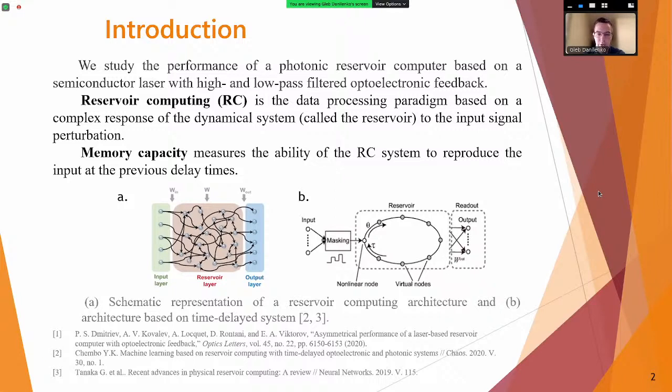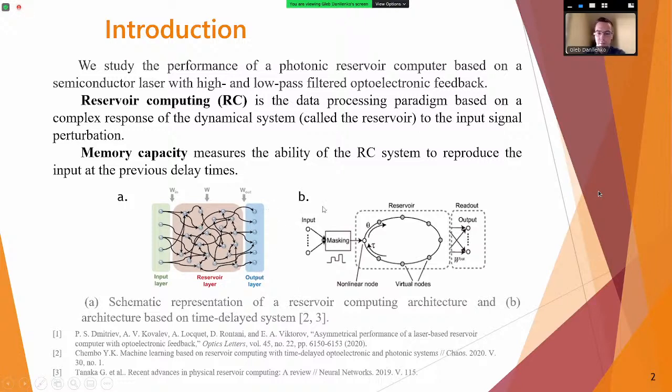One of the most important characteristics of reservoir computing is the memory capacity, which measures the ability of a reservoir computing system to reproduce the input at the previous delayed time. The absence or small value of a memory capacity can lead to a deterioration of system performance, especially in forecasting tests. A reservoir computer system consists of 3 layers, labeled as input, reservoir, as I said before, and output. The advantage of reservoir computing is the simplicity of system training, performed by adjusting only the output layer of the system.